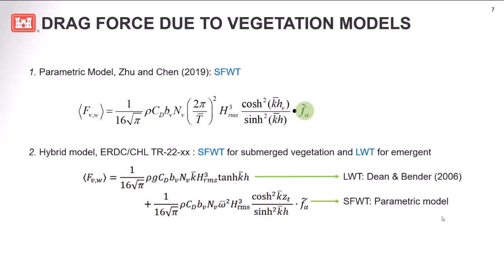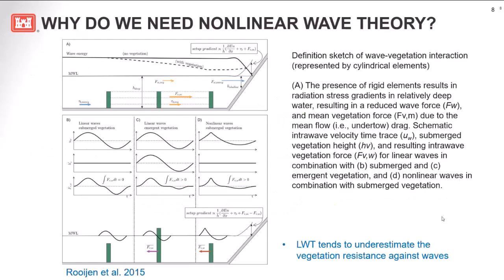The second model is a hybrid model, which uses both the stream function wave theory for submerged vegetation, then linear wave theory for emergent. And this has been tested a lot and typically agreed that for emergent vegetation, linear wave theory holds. So why do we need nonlinear wave theory incorporated?